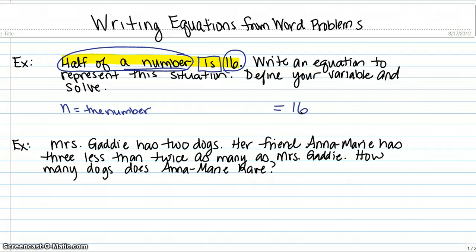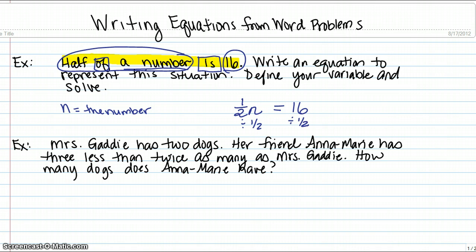Okay? It says half of a number. The word of in mathematics means to multiply. We talked about that on day 1, so hopefully you have that in your notes. But the word of means to multiply. So we take half times the number. There's our equation. And then, if we wanted to solve this, half of n, that's 1/2 times n, we could divide both sides by a half.